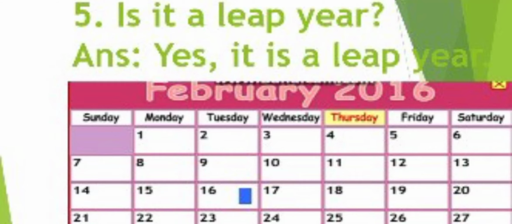Number 5. Is it a leap year? Answer, yes, it is a leap year. Students, you know that for finding out a leap year, you have to divide the year by 4. After dividing, if you see there is no remainder, that time it will be a leap year. And you know that in a leap year February always takes 29 days. So February 2016 is a leap year.